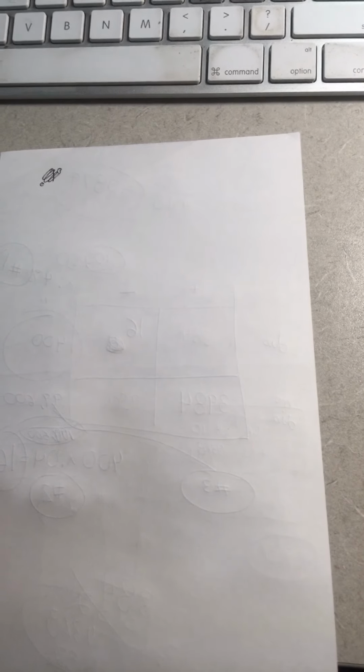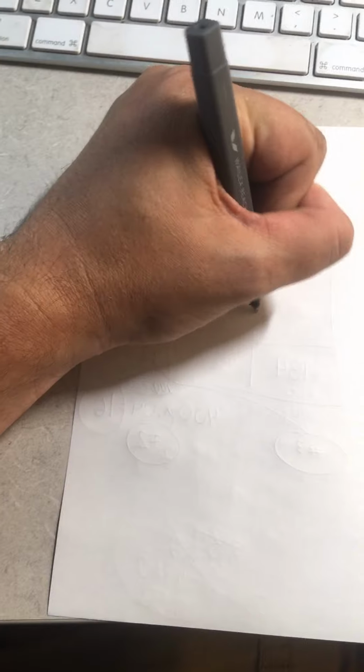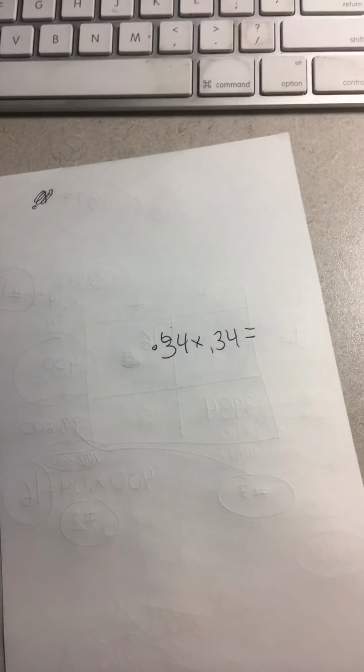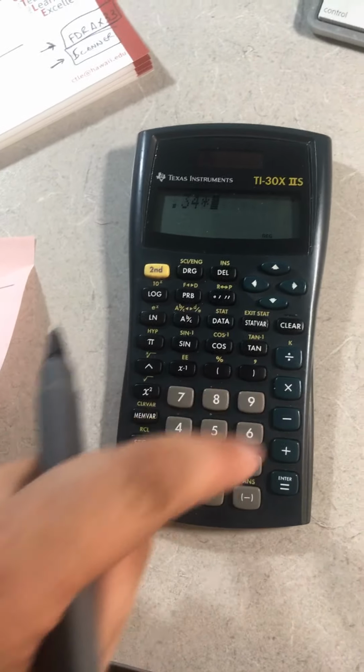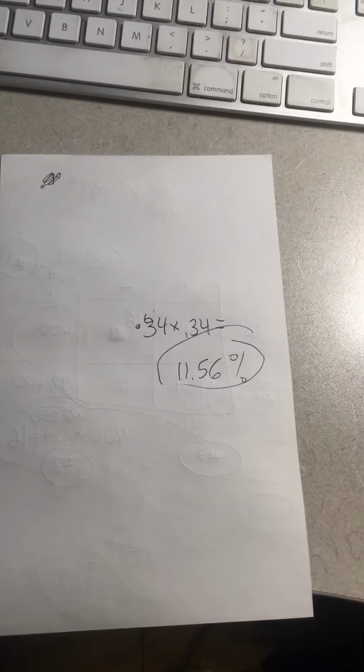Let's talk about the other one that you had. 34% of people own dogs. If you pick two people at random, what is the probability that they both own a dog? In this case, you can just take the 0.34 times 0.34. And you should get about an approximate 11.56% chance that both people would have a dog.